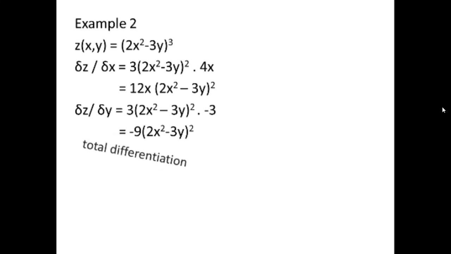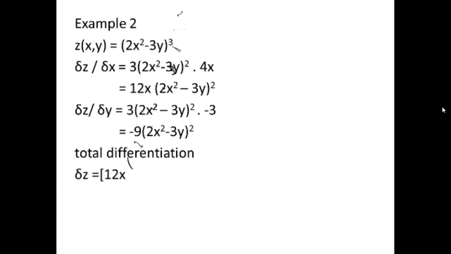After we've got the answer, we should combine the answers to form a total differentiation. And the combination of total differentiation is delta z equal to open bracket 12x open bracket 2x squared minus 3y close bracket squared close bracket delta x minus open bracket 9 open bracket 2x squared minus 3y close bracket squared close bracket delta y.